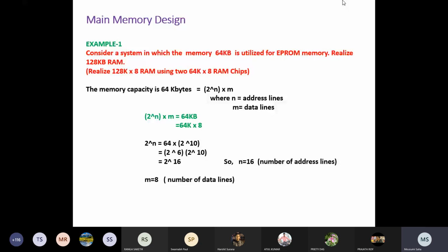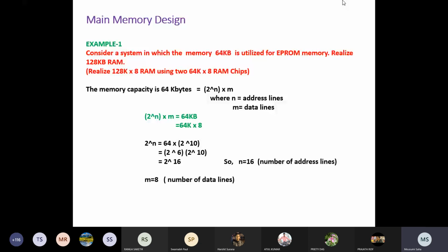See the main memory design. I can take one example. Suppose you have a 64 KB memory and with the help of that you want to design a 128 KB memory. You want to design RAM, that is, realize a 128 by 8 RAM using two 64 by 8 RAM chips. From the given chip, first try to understand what the number of address lines is and what the number of data lines is.